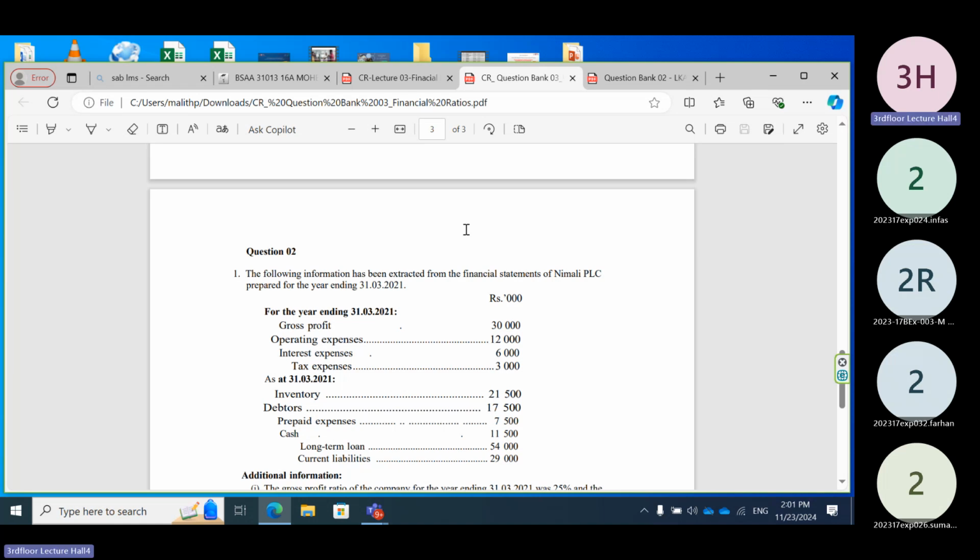I got 12,000. Yeah, I took that operating expense as the interest expense. That is from the 6,000. 6,000 divided by 4,000.